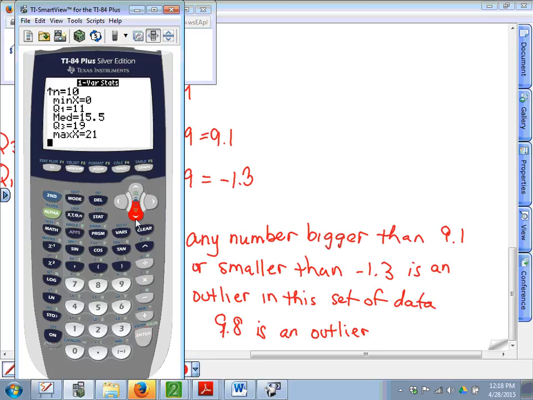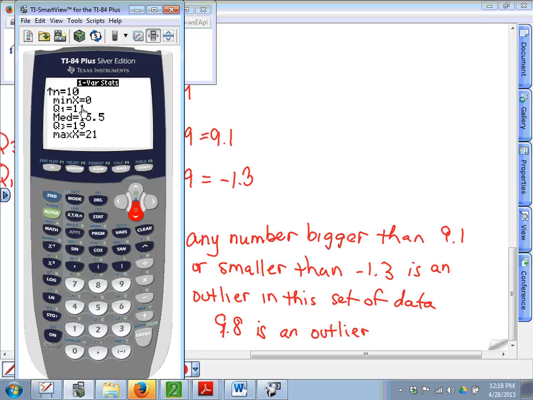So I'm getting Q3 is 19, Q1 is 11. Is that what you were saying? So what's the IQR? Well, the IQR is 8, and then you multiply it by 1.5, and you get 12. If you take that value 12 and add it to Q3, you get 31. Anything greater than 31 would be an outlier. If you take 12 and subtract it from Q1, you're going to get negative 1. Anything less than negative 1 is an outlier.